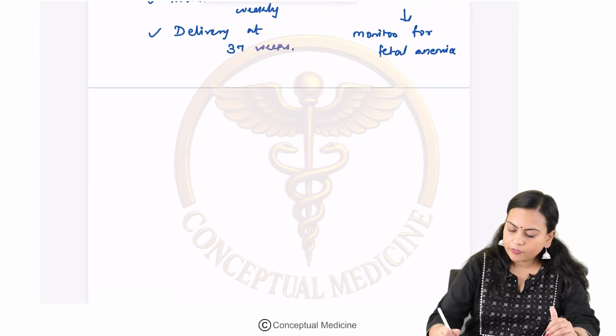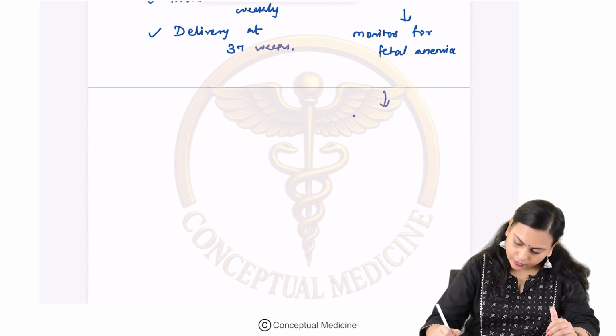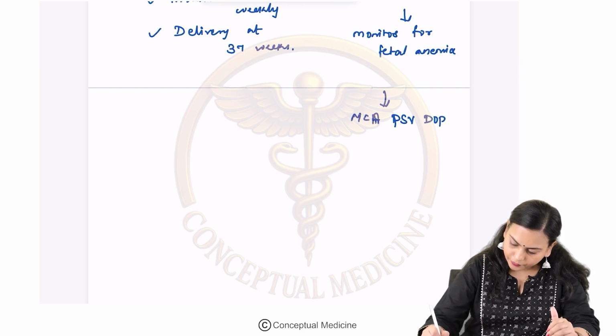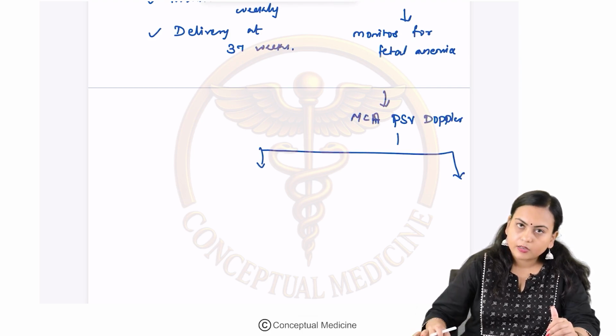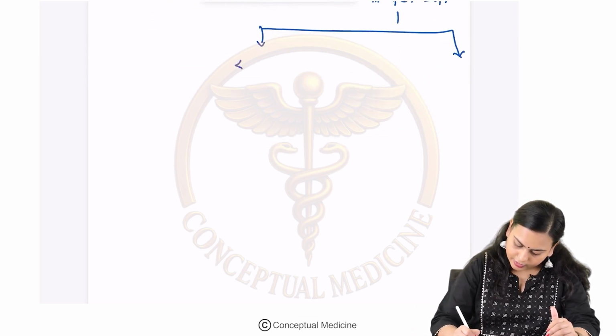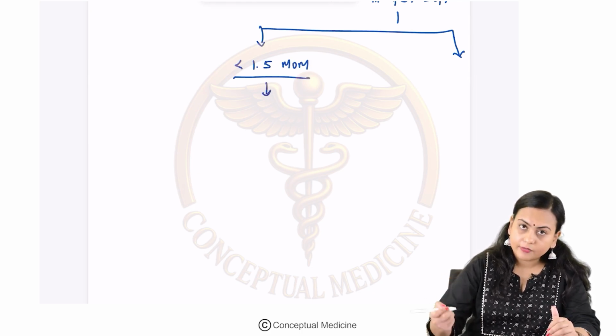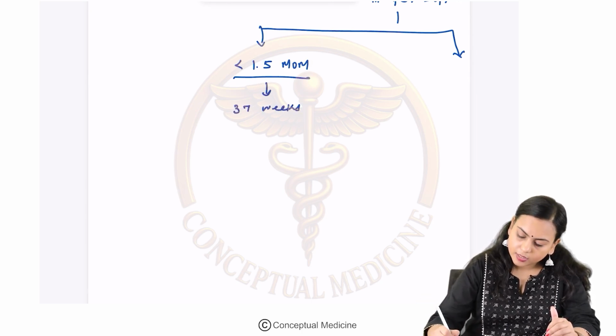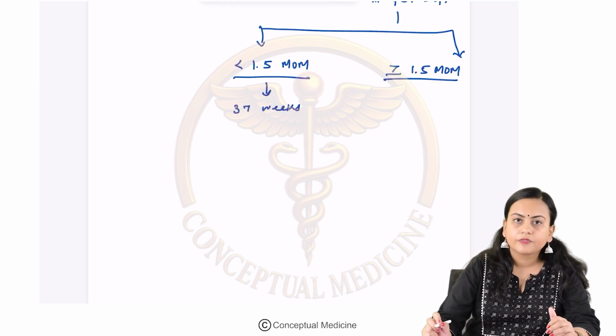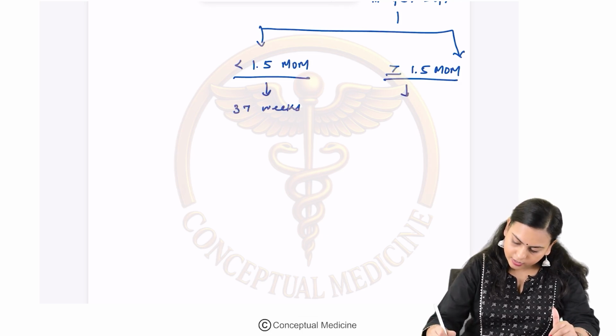Now, how will we be monitoring for fetal anemia? Yes, it is MCA Doppler. So, we will be doing middle cerebral artery peak systolic velocity Doppler, and in that, if it is less than 1.5 multiples of median, then you can deliver them around 37 weeks. If it is more than 1.5 multiples of median, then fetal anemia is surely present.